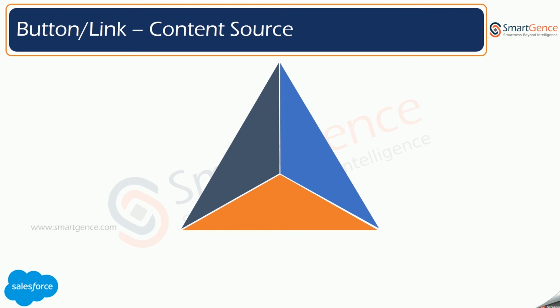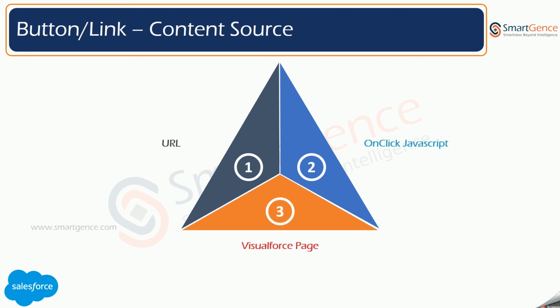Then talking about the content source, what could be the content of a button or link? Firstly, it can be a URL. It can be any URL, like we can define Google as the content for a link. Then it can be onclick JavaScript. Basically, if you want something to happen on click, you can configure it using JavaScript. And finally, a Visual Force page can also be the content for a button or link.